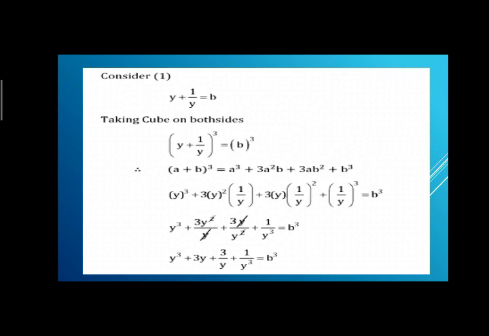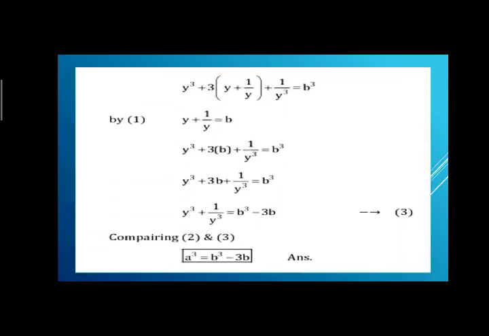Cancel y with y square in both the terms, 3y square by y plus 3y by y square. After the cancellation, you have the simplified term that is y cube plus 3y plus 3 by y plus 1 over y cube is equal to b cube. Now taking 3 common between both the terms, the simplified form of the equation is y cube plus 3 into y plus 1 over y plus 1 over y cube is equal to b cube.